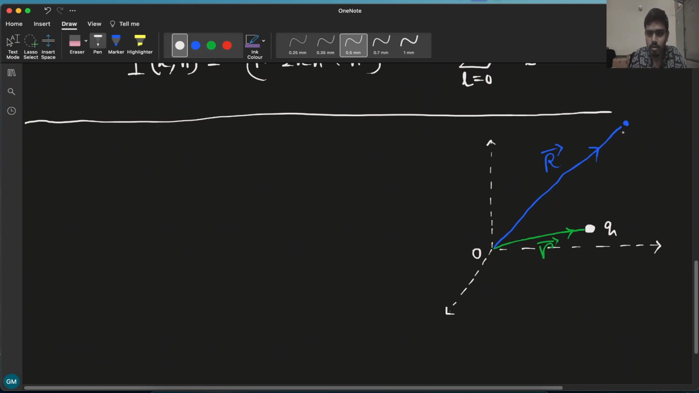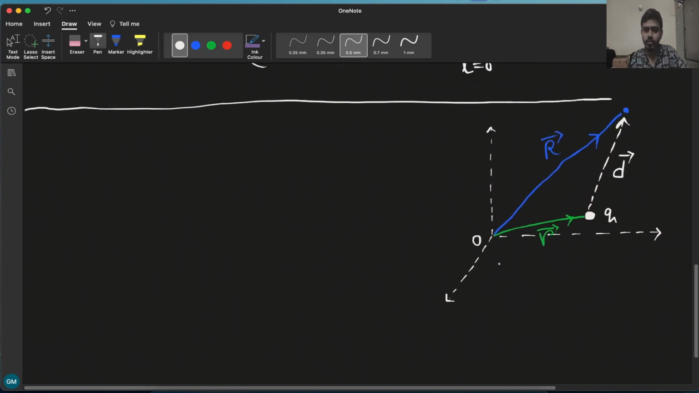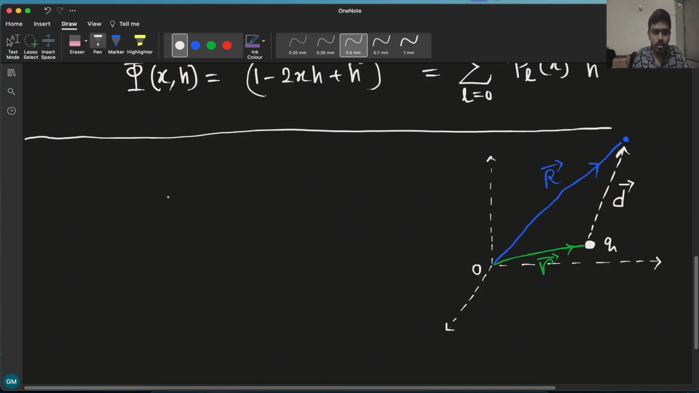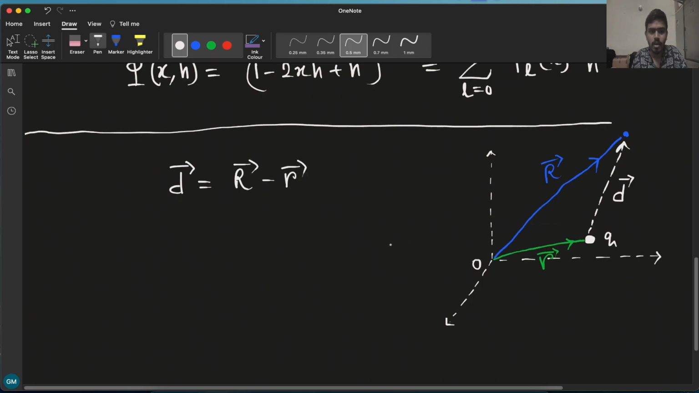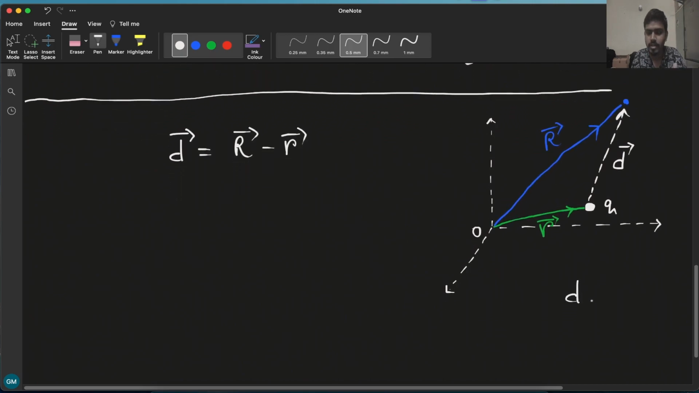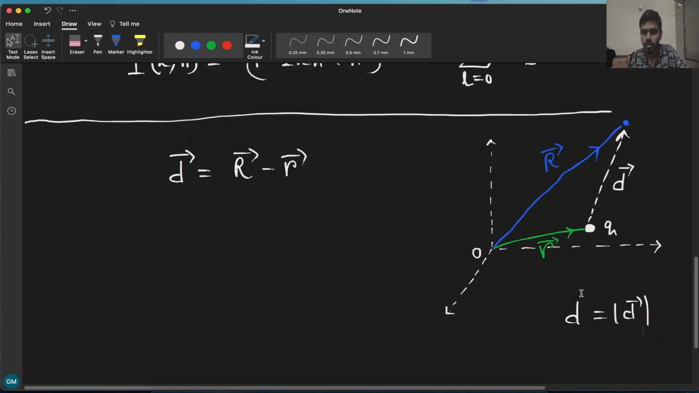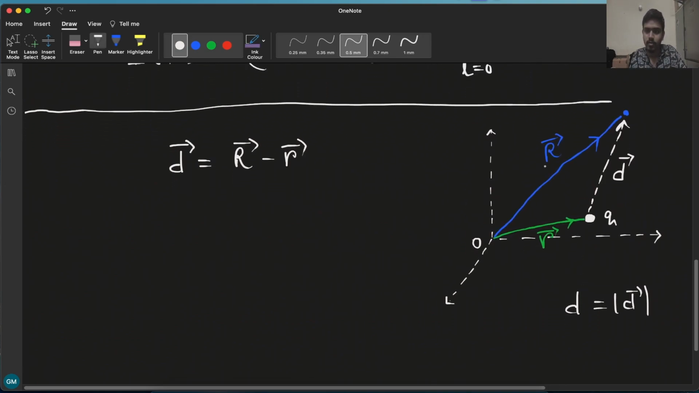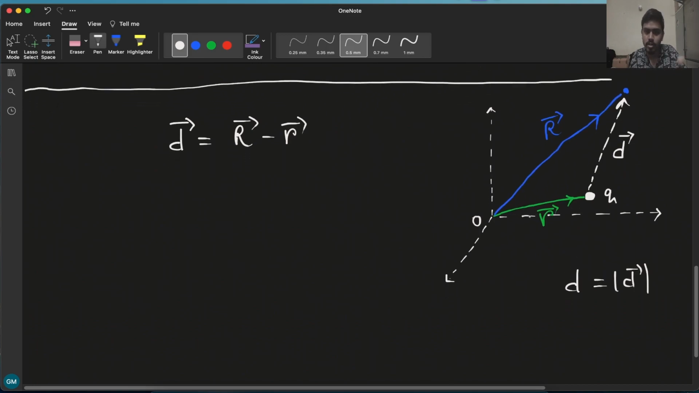Let me call the distance between these two points D. So I can write D as R minus r, and let D be the magnitude of the D vector. These notations follow for capital R and small r also.